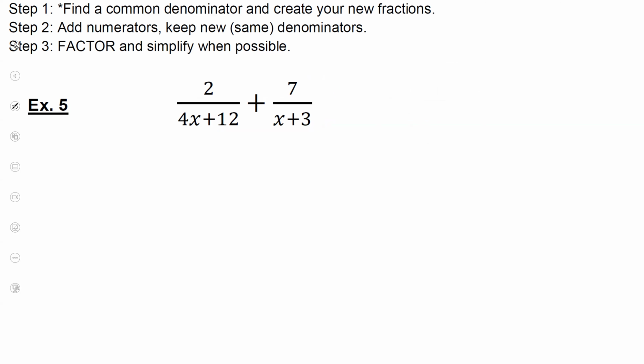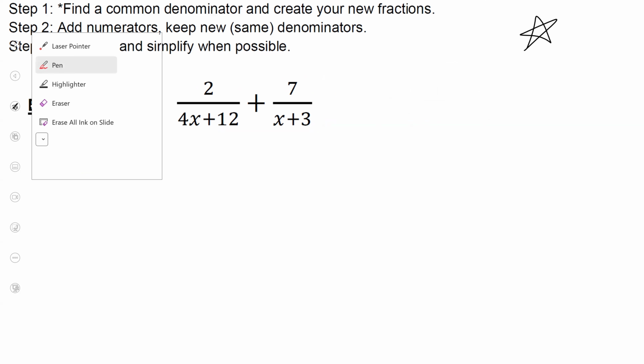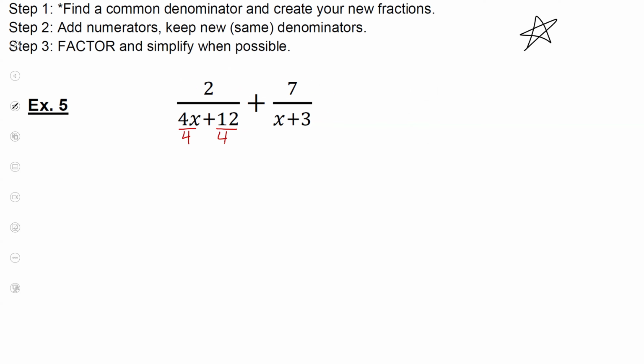Example 5, this is a trickier one. Let's look at it. Guys, if you can factor, try to factor, okay? Or if you can simplify, try to simplify. Let's look at this example. What can this and this both be divided by? 4. Whatever you divide by goes on the outside, remember? 4 divided by 4 cancels. I'm left with an x. What's 12 divided by 4? 3. Okay, so this is how we rewrote the denominator.